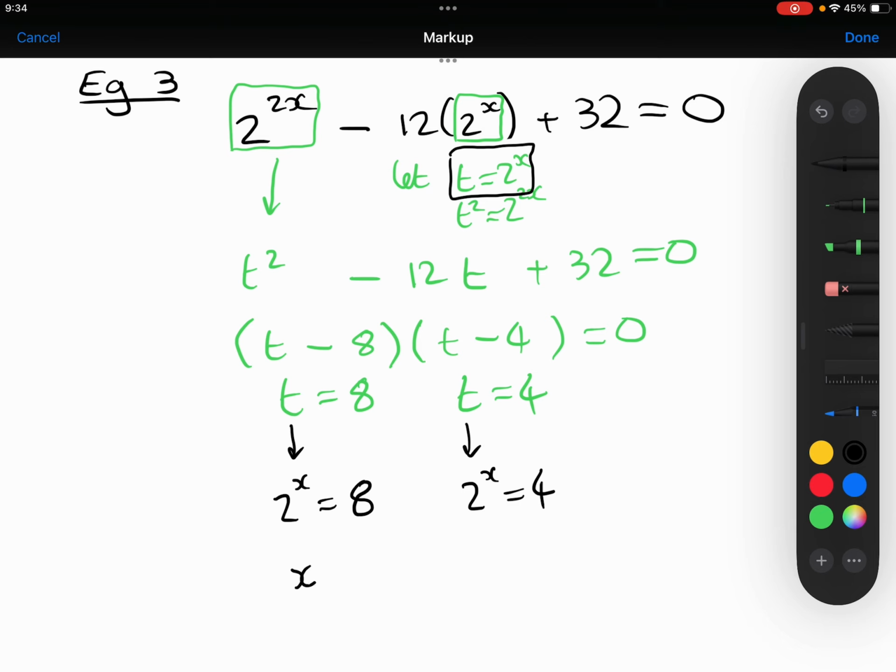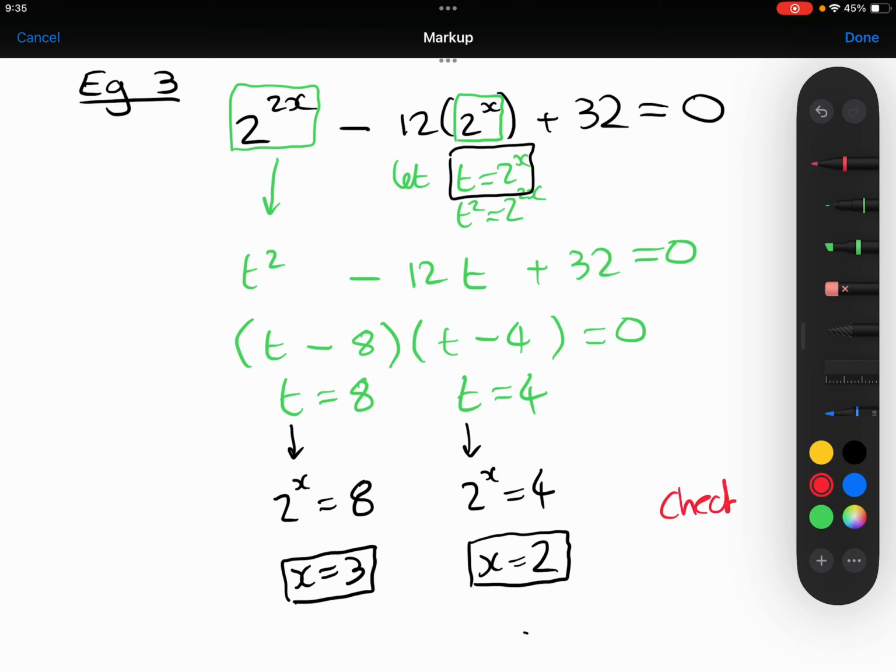Well, let's just think: 2 to the power of something is 8. It's 3. 2 to the power 3 is 8. 2 cubed is 8. And if 2 to the power x is 4, that's got to be 2, because 2 squared is 4. And those are the two solutions to that equation.